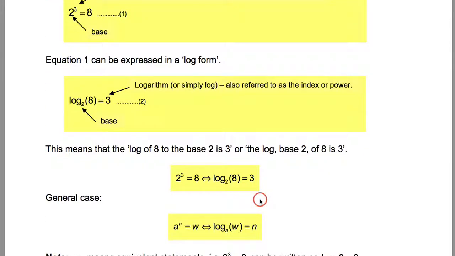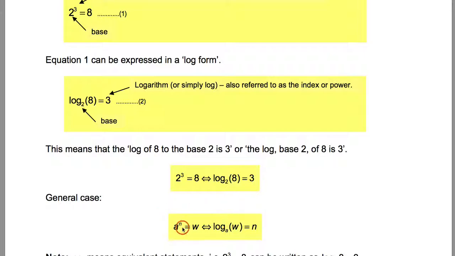Let's look at this equation 1. Log base 2 of the number 8 is equivalent to 3. This means that the log of 8 to the base 2 is 3, or the log base 2 of 8 is 3. We've got equivalent statements here. 2 to the power of 3 is equal to 8, but an equally true statement is to say log base 2 of the number 8 is equal to 3.